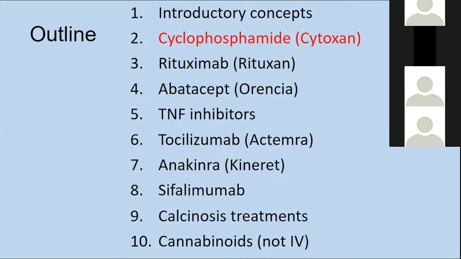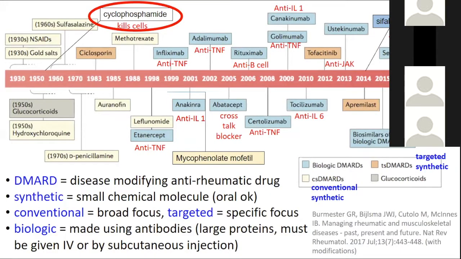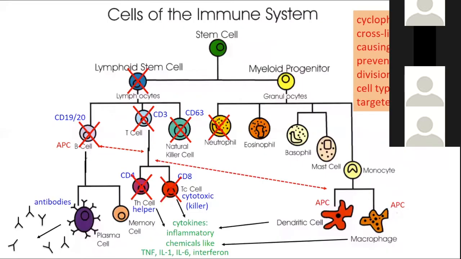So cyclophosphamide or Cytoxan is an older medication that was discovered in the 1950s. And cyclophosphamide essentially kills off white blood cells. It causes cross-linking of DNA, which makes cells die, and it prevents them from dividing. And it targets various types of white blood cells, mainly the cells that are affected by Cytoxan or cyclophosphamide are lymphocytes and neutrophils. So all of the downstream cells essentially die off.